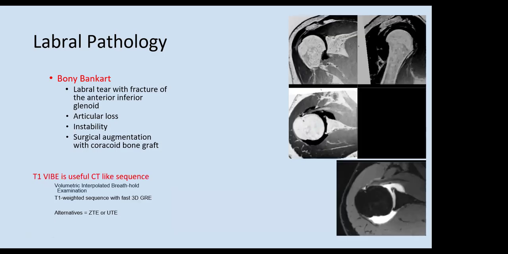And for these patients with bony Bankart and shoulder dislocation, as I mentioned earlier, we use the T1 VIBE sequence because it provides us with CT-like capability. So this is how the T1 VIBE looks, but you can invert the image, and then it would look like CT, but this is actually MRI. There are other techniques that you can use, the ZTE, the zero-time echo, or ultra-short TE. They also provide you with CT-like imaging, but the T1 VIBE is by far the most popular CT-like technique for shoulder dislocation.